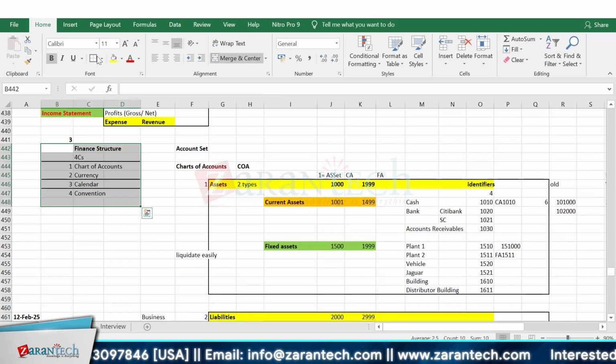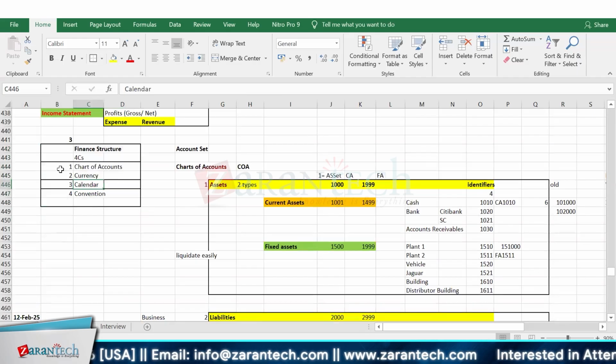We have completed our 4Cs. Any question on these 4Cs? So the convention, right, Mehdi?